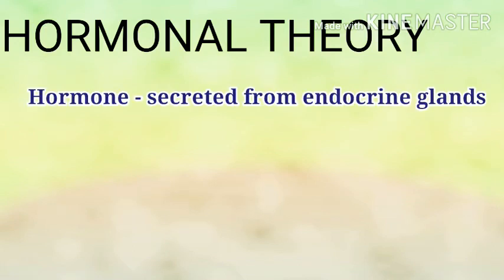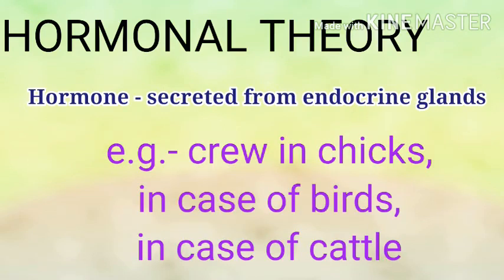So the next is hormonal theory. We know that hormones are secreted from endocrine glands, which have a great role in it. So an example is crowing in chicks in the case of birds, like the rudimentary penis and all, and in the case of cattle.